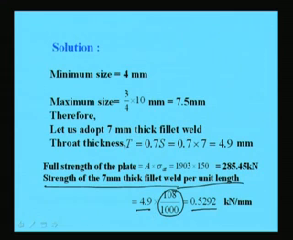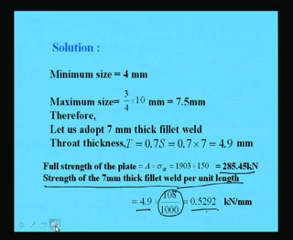Now, what will we do? We will have to find out the effective length of the weld from this. The capacity of the weld has to be 285.45 kilonewton. So, this divided by this will become the length of the required weld.